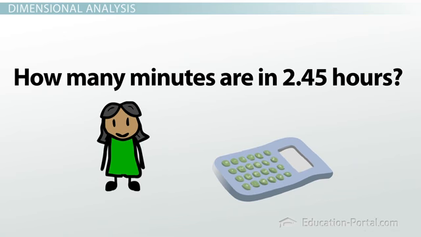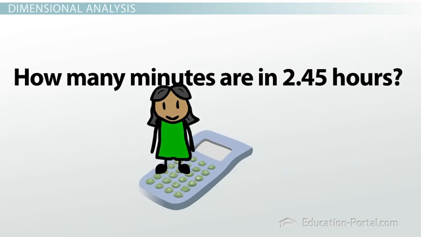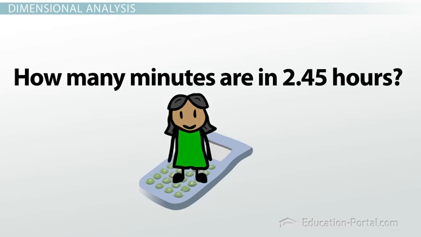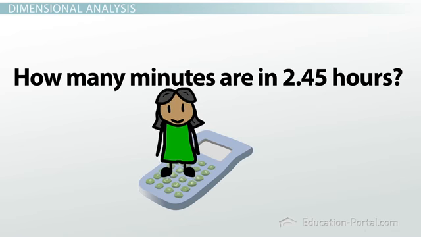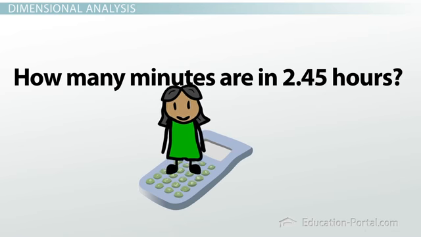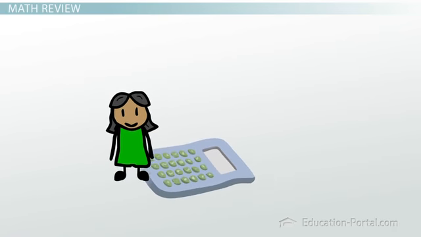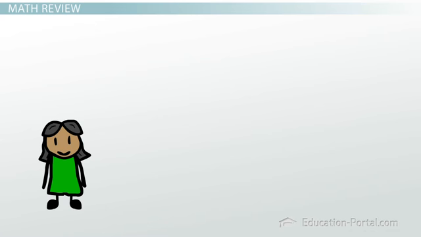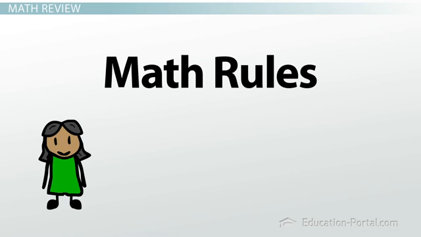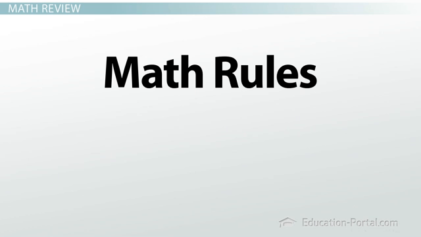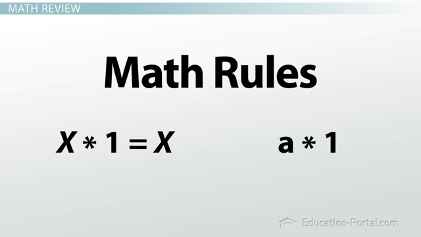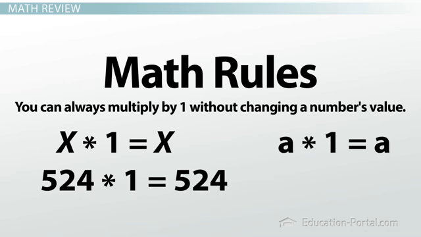It may seem like an easy question to answer by punching in numbers into a calculator, but when the problems start getting more complicated and more abstract, you will be more likely to make mistakes if you don't use this method to solve problems. So let's start the process of answering this question by first reviewing 3 basic math rules. First of all, what do you get when you multiply a number, let's just say x, by 1? Hopefully you said the original number, or x. Multiplying by 1 does not change the value of the original number. You can always multiply by 1 without changing a number's value.